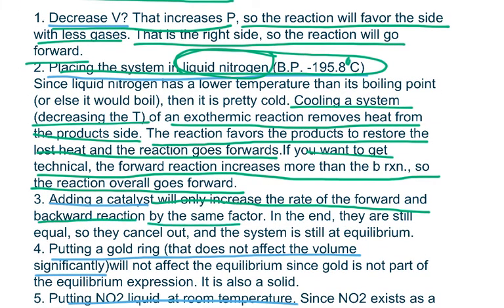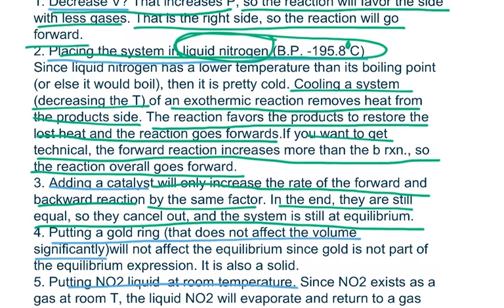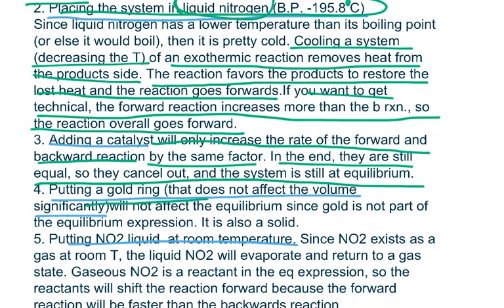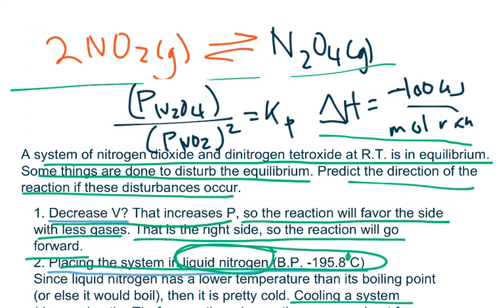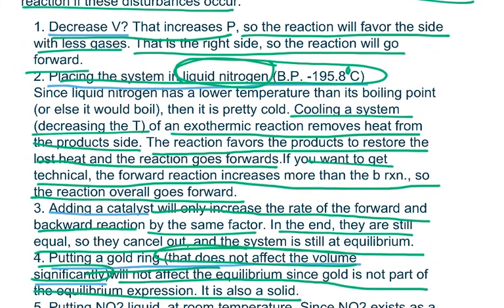Now, as I explained before, adding a catalyst will only increase the rate of the forward and backward reaction by the same factor. In the end, they are still equal, so they cancel out, so the system is still in equilibrium. Number 4, putting in a gold ring, and assuming this gold ring does not affect the volume significantly, will not affect the equilibrium, since gold is not a part of our equilibrium expression. It is also a solid. And if you're wondering, here is the Kp of the reaction.